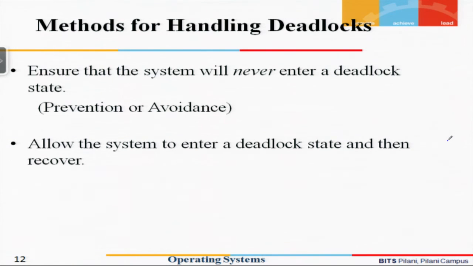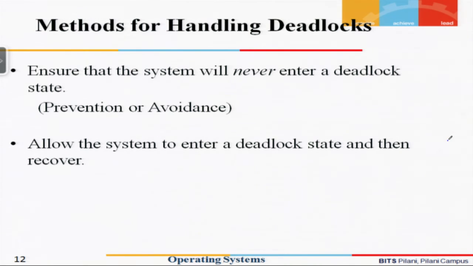Or the third strategy could be that you don't bother about prevention and avoidance, and you allow the deadlock to occur, and then once the deadlock occurs, try to find a mechanism to detect the deadlock, and then find a mechanism to recover from the deadlock. So these are the 3 possible approaches which have been studied widely, and we will try to see all the 3 approaches.